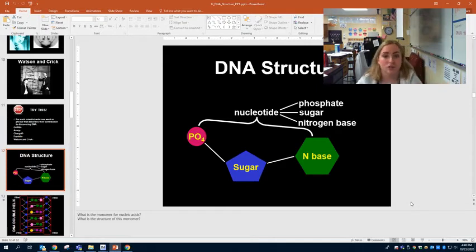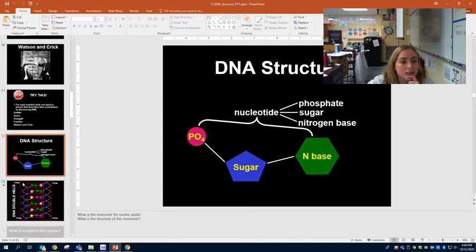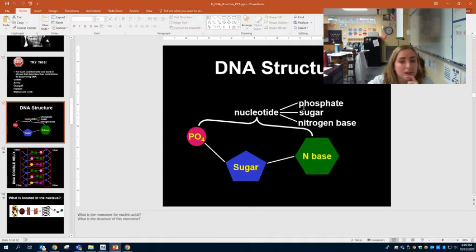So let's talk about structure. So like I said before, the monomer for DNA is a nucleotide. Now a nucleotide has three important parts. It has its phosphate group right here, the sugar, and the nitrogen base. Now this sugar right here for DNA is deoxyribose sugar, okay? So those are the three parts that make up the nucleotide.